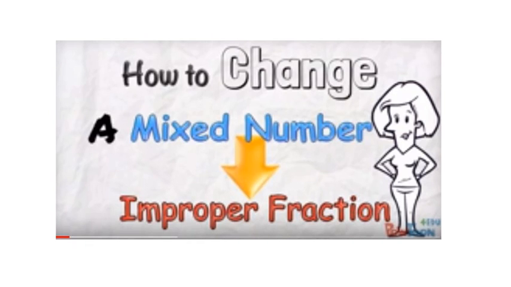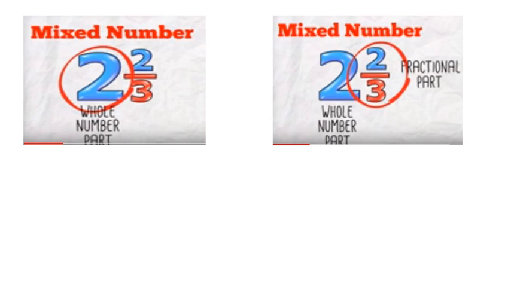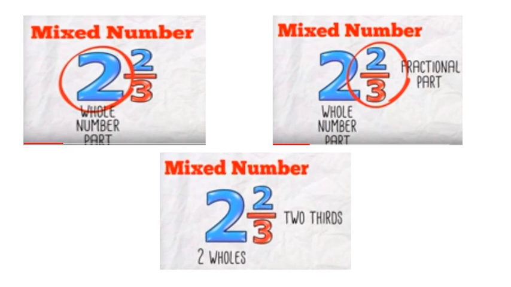Our first topic is how to change a mixed fraction or a mixed number into an improper fraction. Here you can see a mixed number. In this mixed number, how many whole number parts can you see? There are two whole number parts. And there is 2 by 3 as the fractional part. So if I see both of them together, in this mixed number we have 2 wholes and 2 thirds.